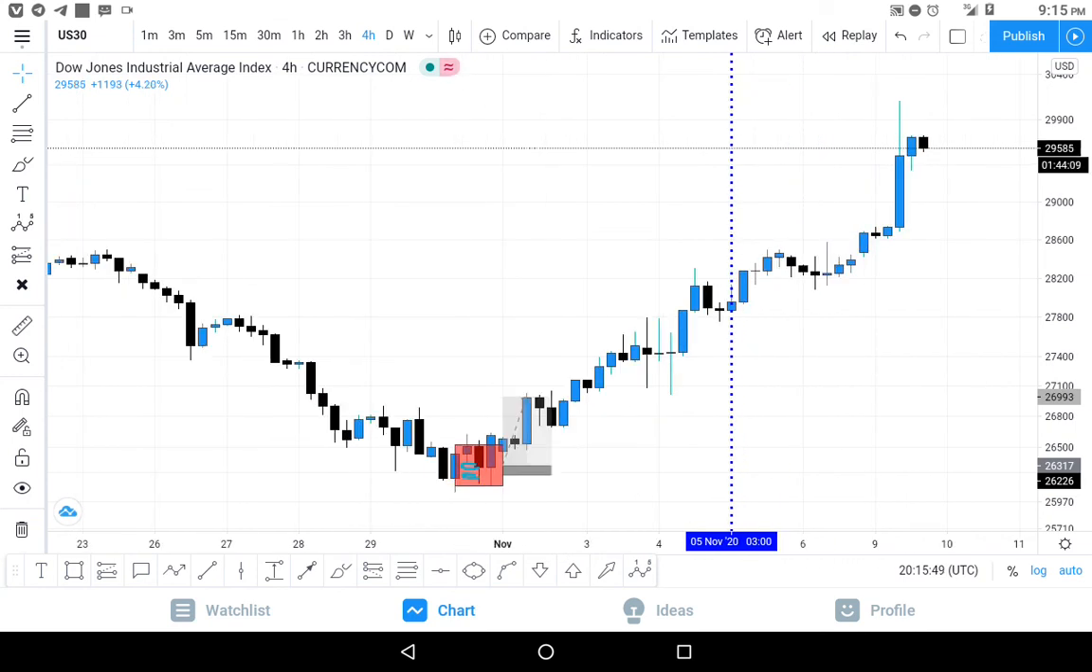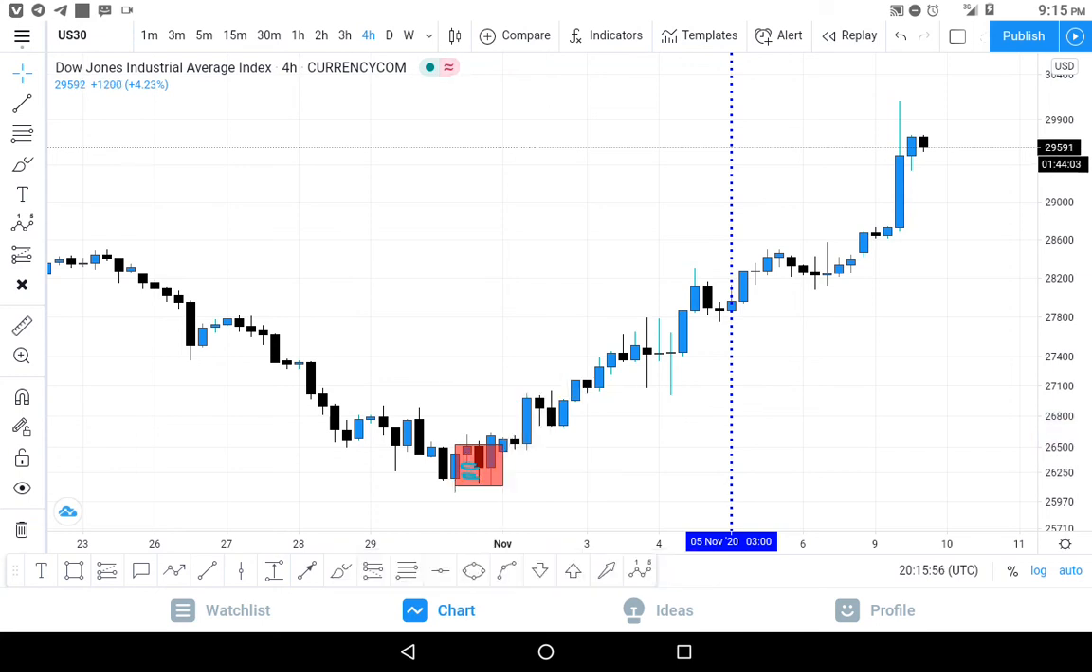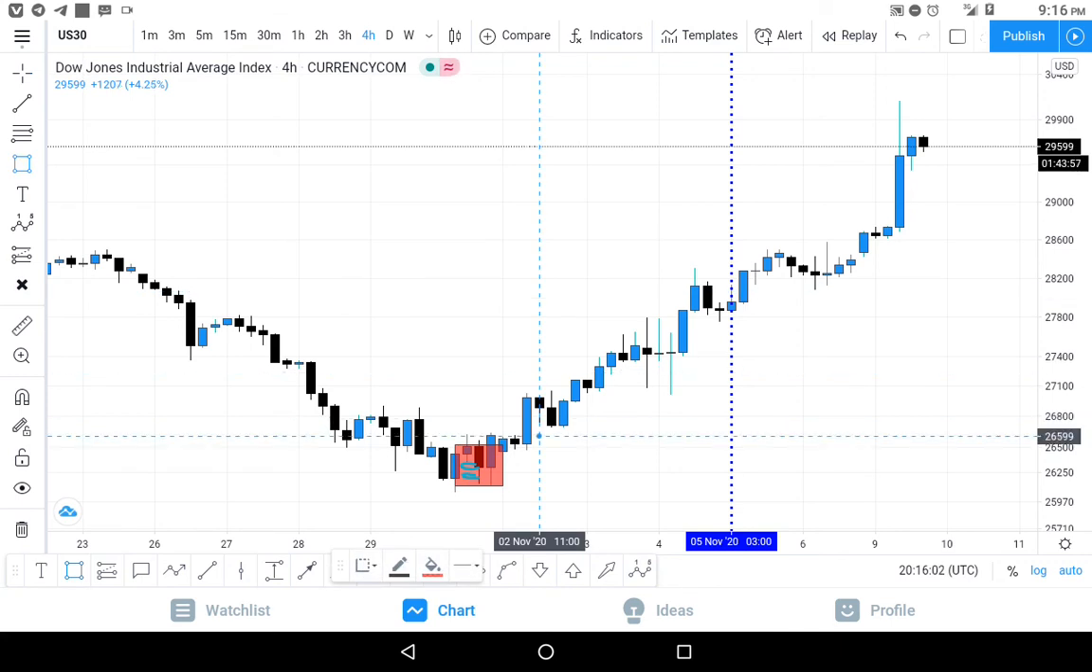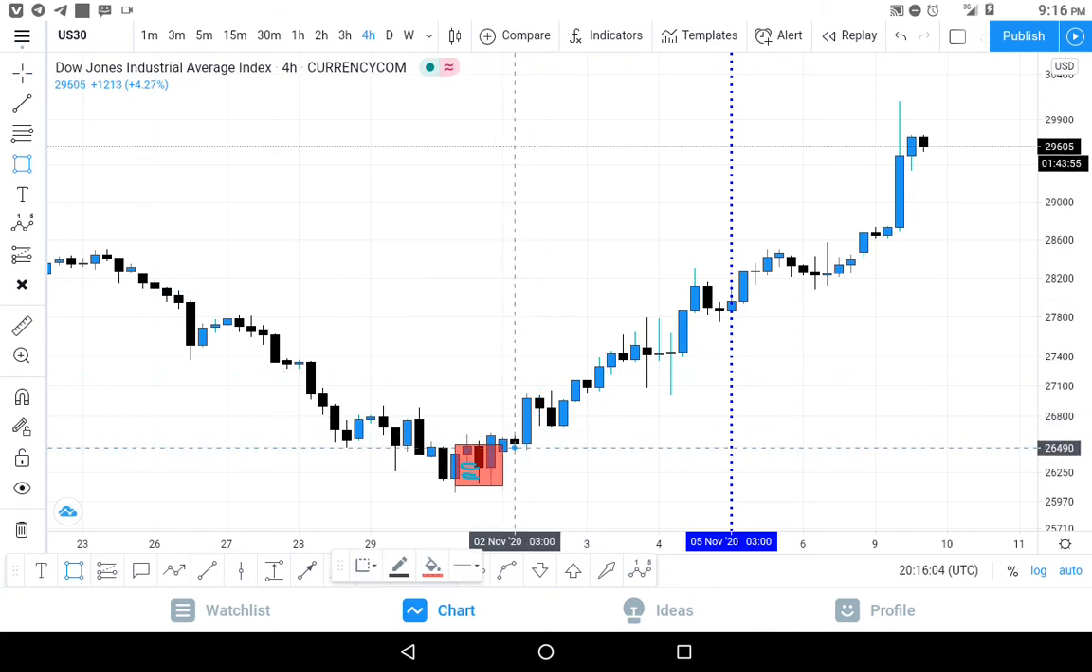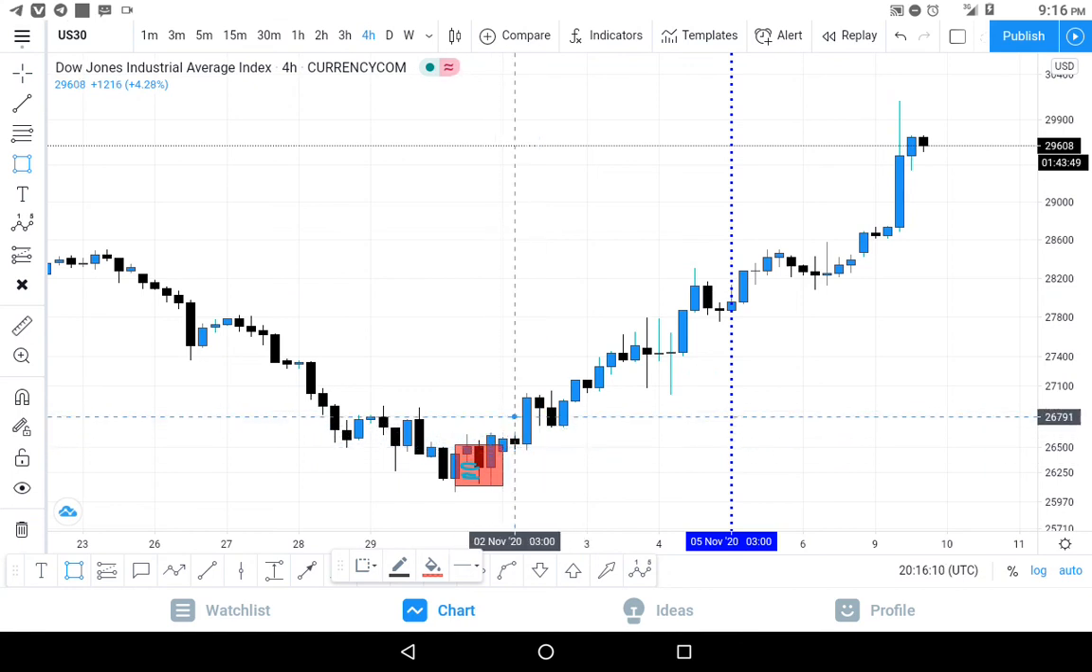So looking at it again, guys, at this point in time, after this push up, we had another minor pullback. So we had another order block system again. This push down was a response to this push up.